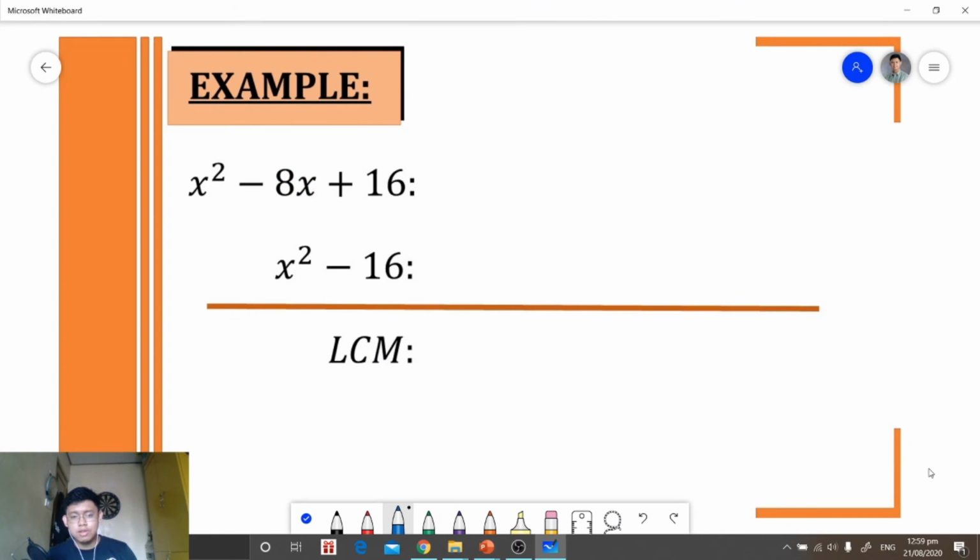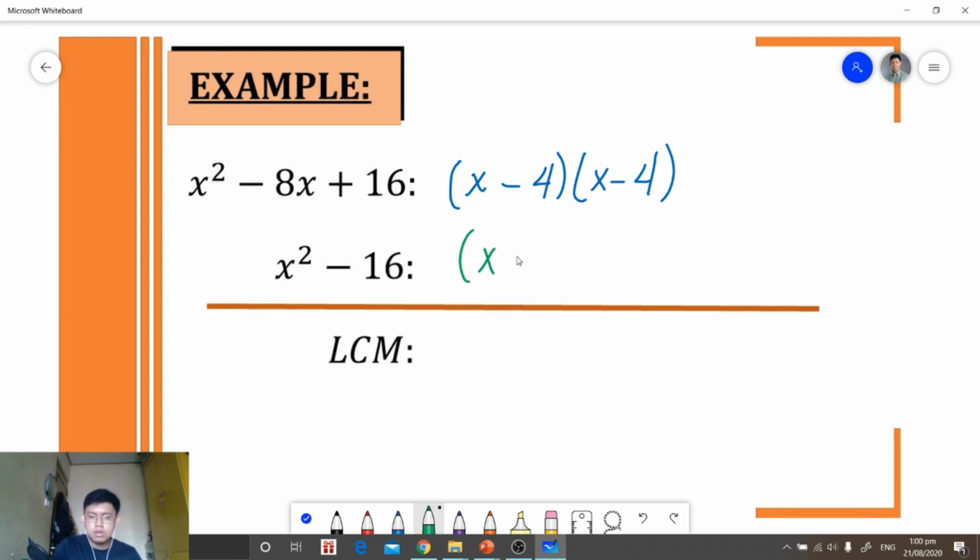Let's have another example. For example, we're going to get the least common multiple of these two expressions. First we need to get the factored form of each given expression. For the first given, we can factor this using perfect square trinomial. So the factor will be x minus 4 times x minus 4. For the second expression, we can factor this using difference of two squares. So let's get the factor. We have x minus 4 and we have x plus 4.